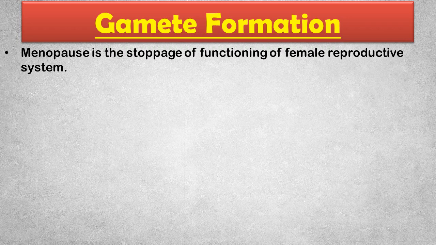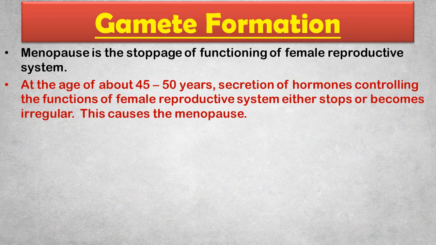So what is menopause? Okay, students, menopause is the stoppage of functioning of the female reproductive system. At the age of about 45 to 50 years, secretion of hormones controlling the functions of the female reproductive system either stops or becomes irregular, and this causes menopause. We know that there are two female hormones, that is progesterone and estrogen. After the age of 45 to 50 years, the production of the hormone is less or stopped, so this causes menopause.